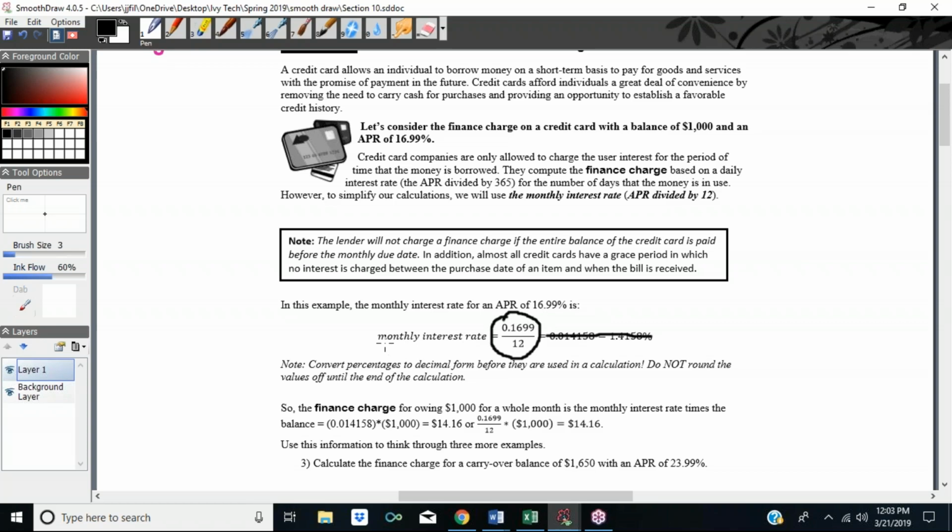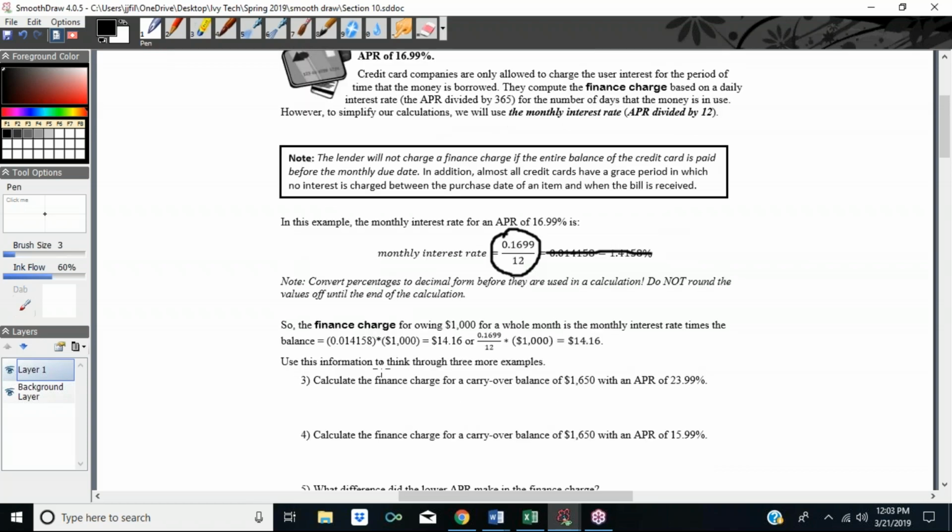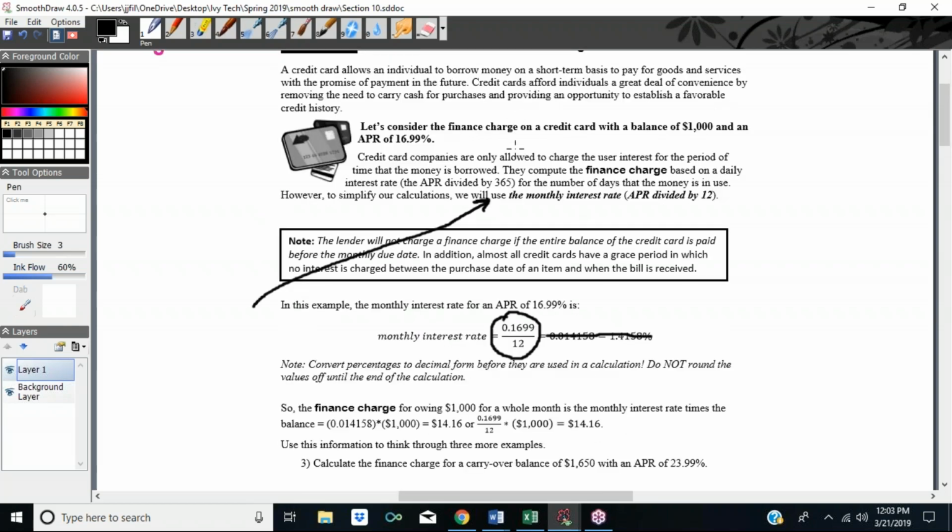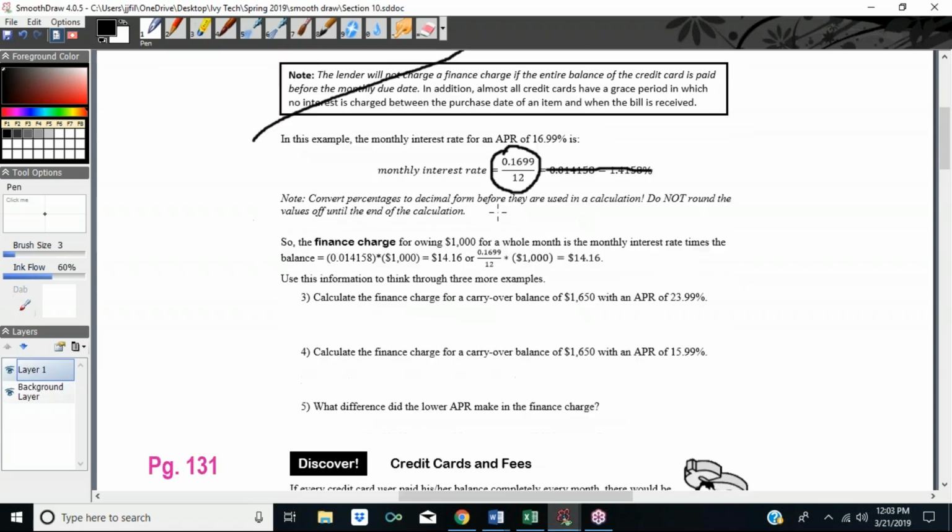So it says, in this example, the monthly interest rate is the APR of 16.99% divided by 12. And so if we wanted to find the finance charge on that $1,000 from up there in that question, then we would take the $1,000 times 0.1699 divided by 12, and we get a finance charge of $14.16.